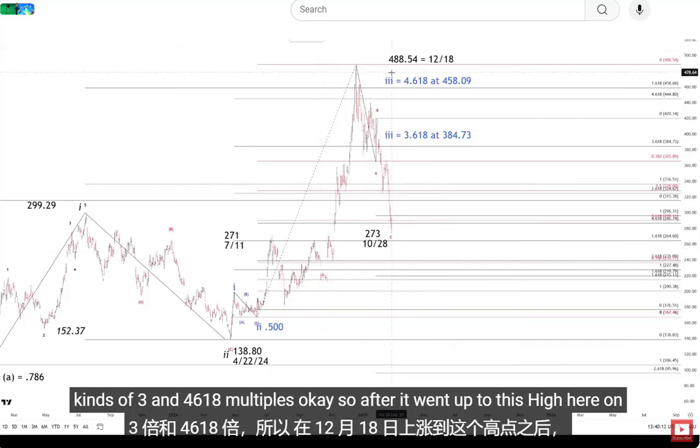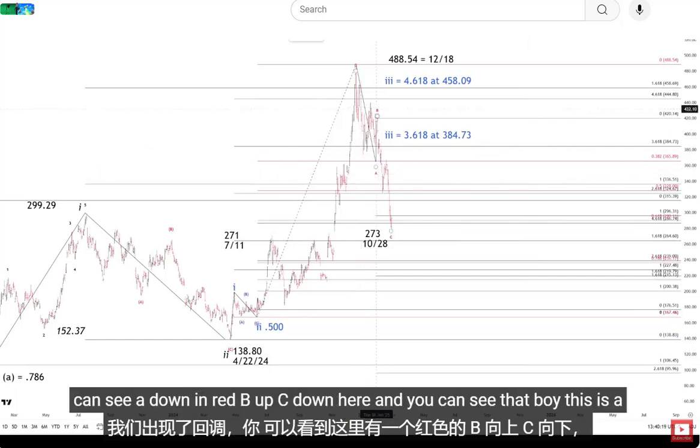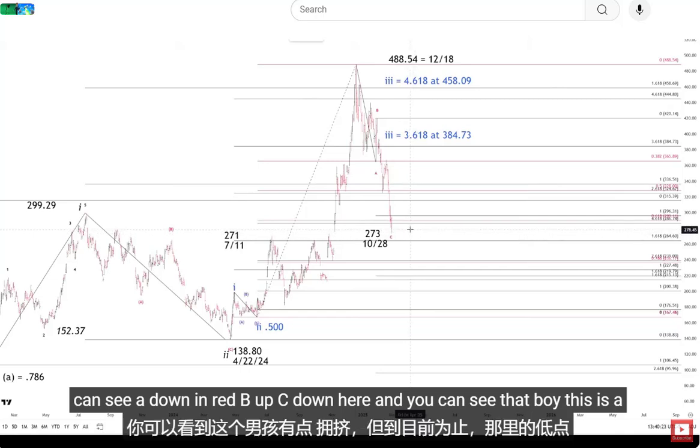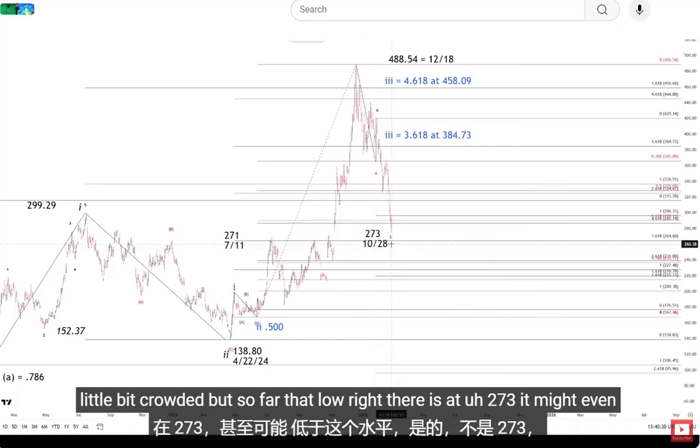So after it went up to this high here on December 18th, we've had a pullback. You can see A down in red, B up, C down here. And you can see that, boy, this is a little bit crowded. But so far that low right there is at 273. It might even be lower than that.